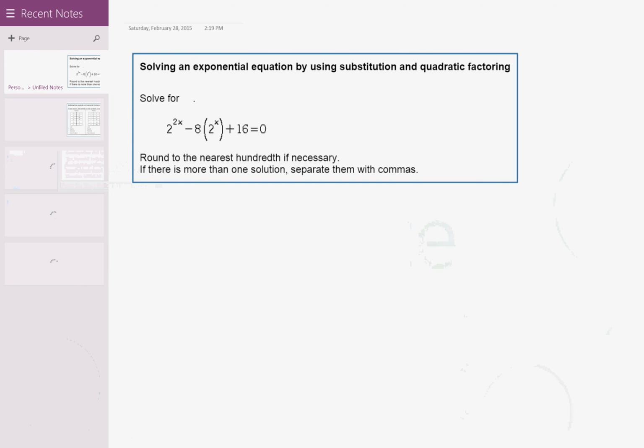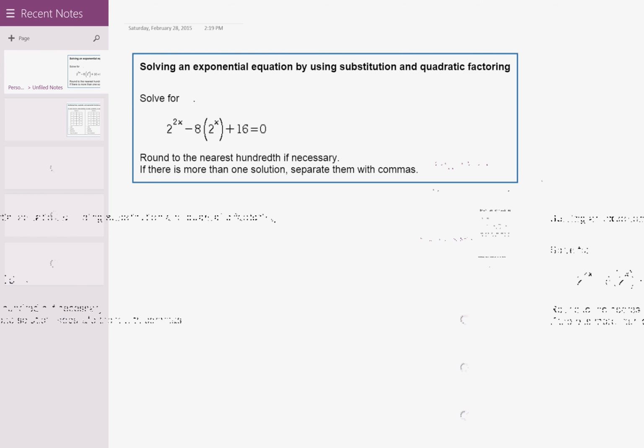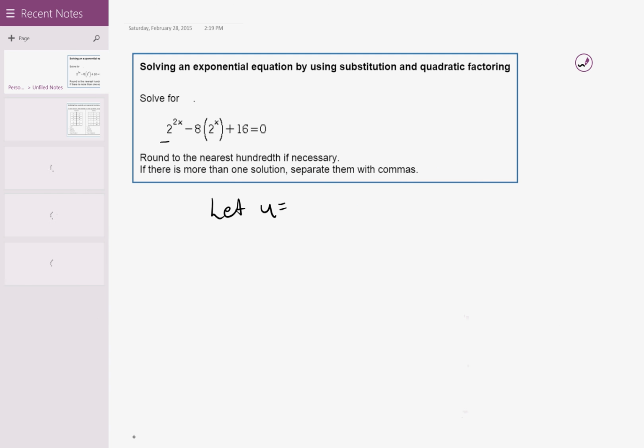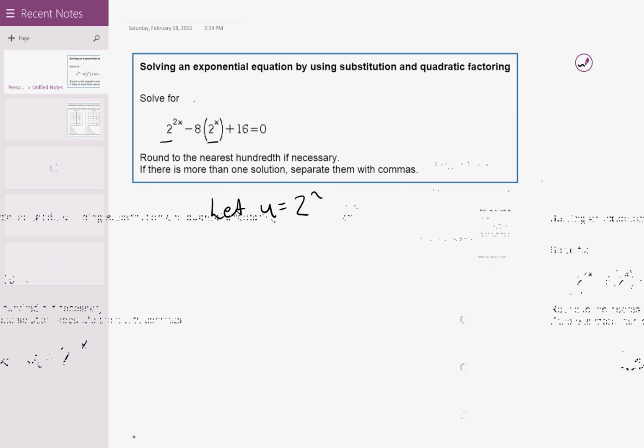To solve an exponential equation by using substitution and quadratic factoring. Substitution, yay, that means you need to begin with let u equal. Now let's look at the equation and see what u needs to equal. Here I have a 2 to the 2x, and here I have the 2 to the x. That means that if I let u equal 2 to the x, then u squared is equal to 2 to the 2x.